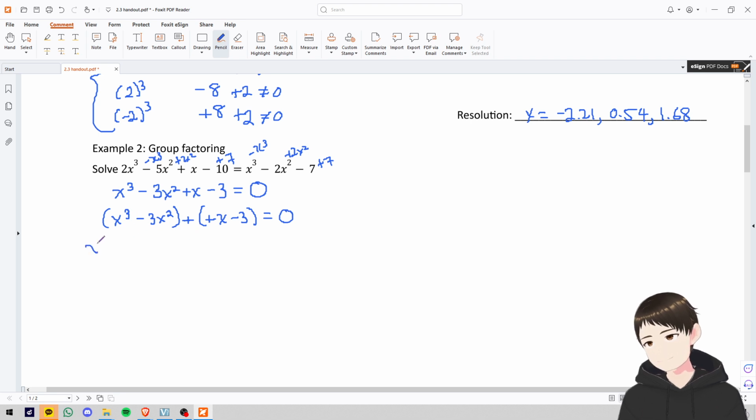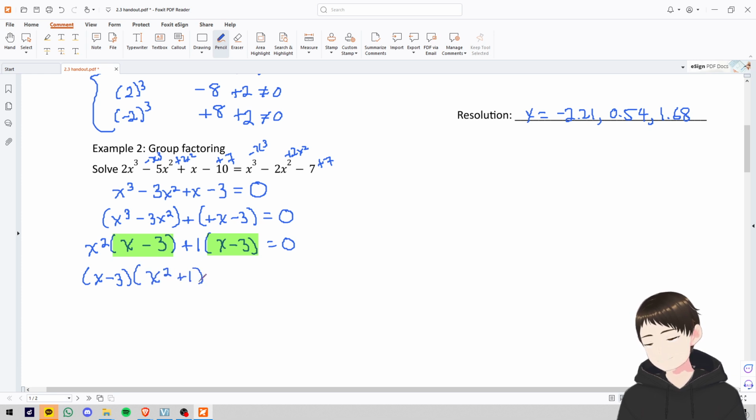Common factor, x squared comes out, that's x minus 3. There's nothing else to factor, so I'm just going to leave it as a 1, that's x minus 3. And I know I'm on the right track because the binomials I get on both terms are identical, or they're common.